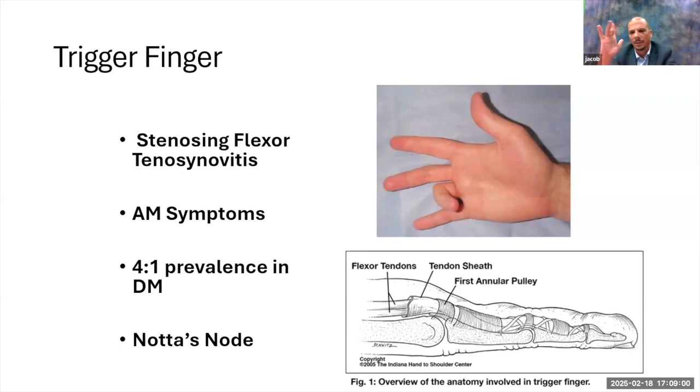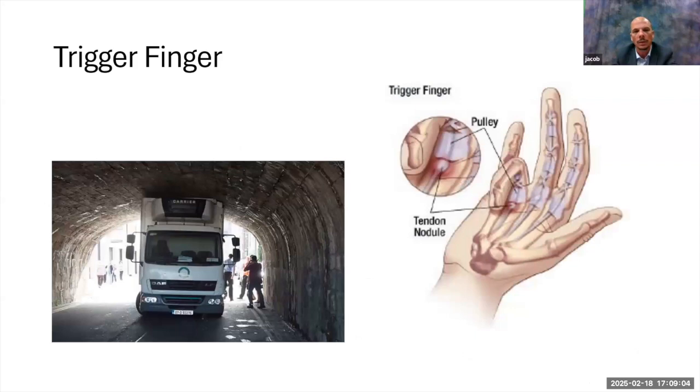Usually people can think about it, and it can be pretty painful as it snaps out. I give the analogy, again, in orthopedics, we love things with cars. It's a sort of a truck that's too big to go under the overpass. This is showing a swelling in that tendon that has occurred, and then it's stuck as it's trying to get out into that tube.